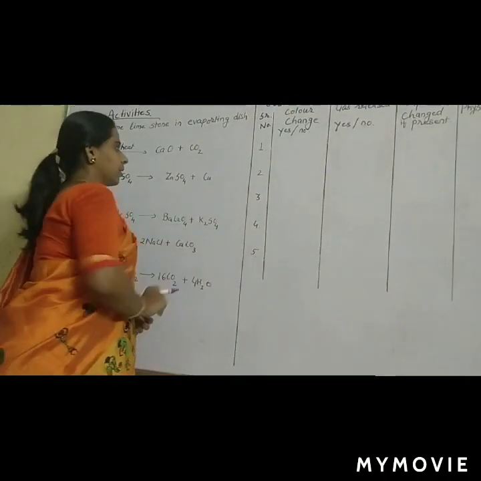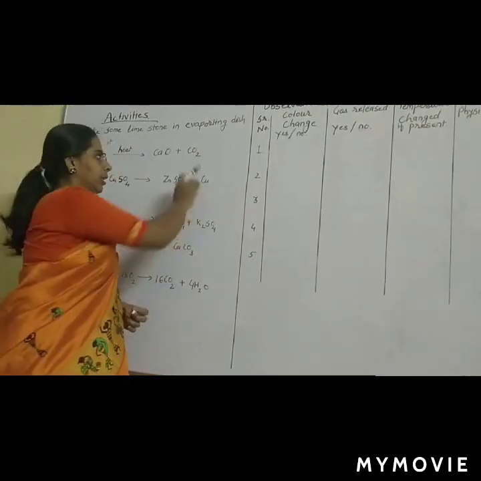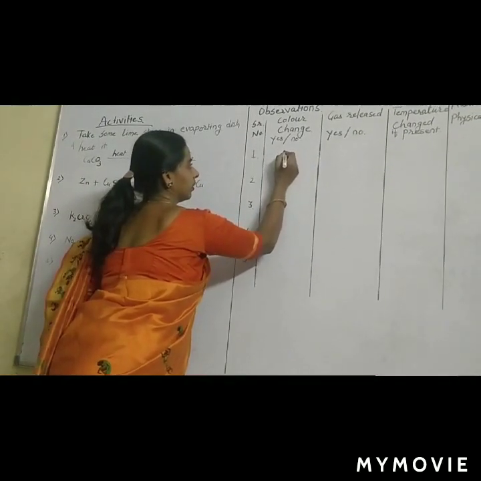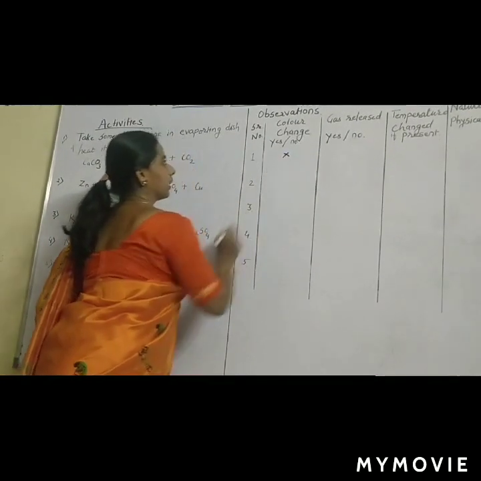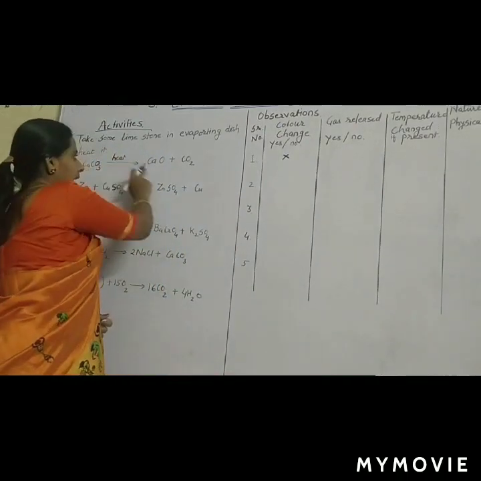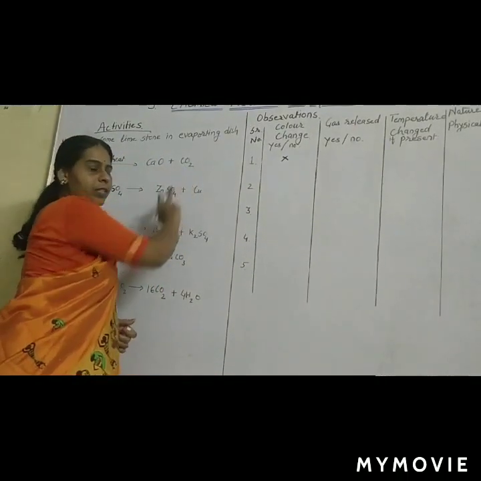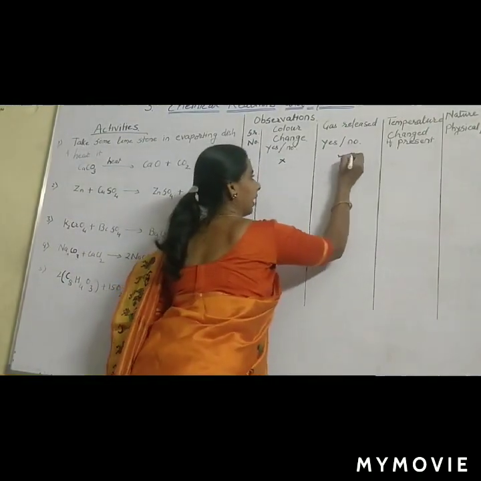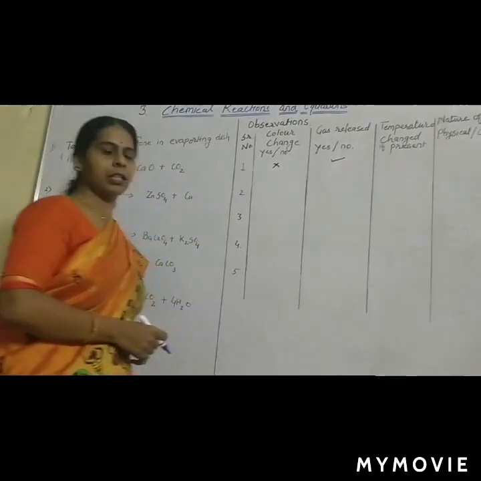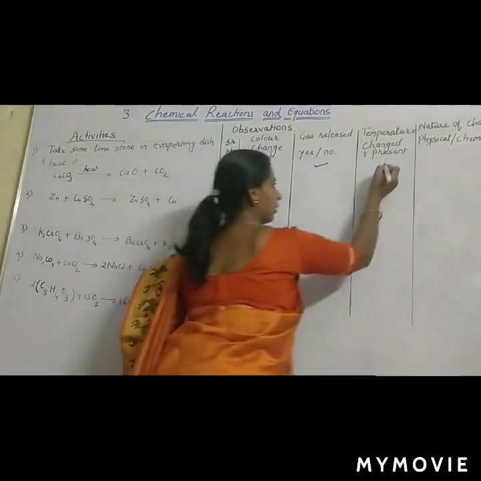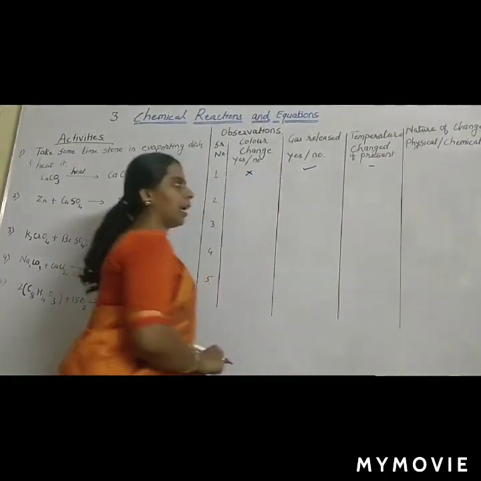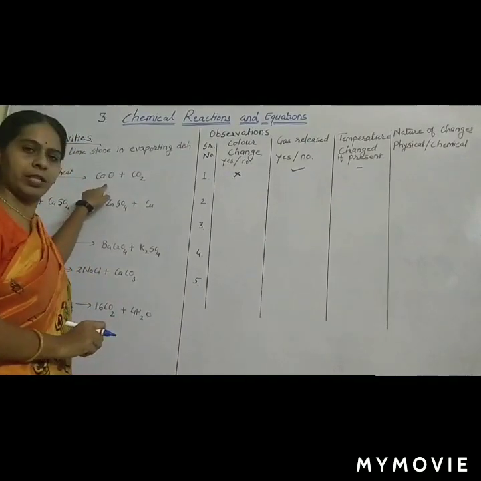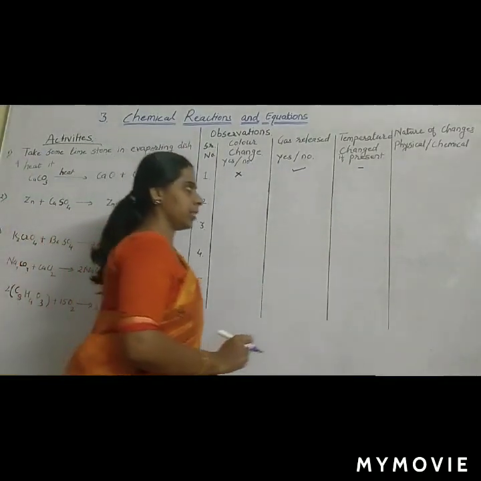Color change. Is there any color change? No, there is no color change during this activity, so we will write cross. Gas release. Is there any gas released? Yes, carbon dioxide is a gas. So gas is released during that activity. Temperature change. There is no change in temperature. And nature of changes: new components are formed. So this is a chemical change.